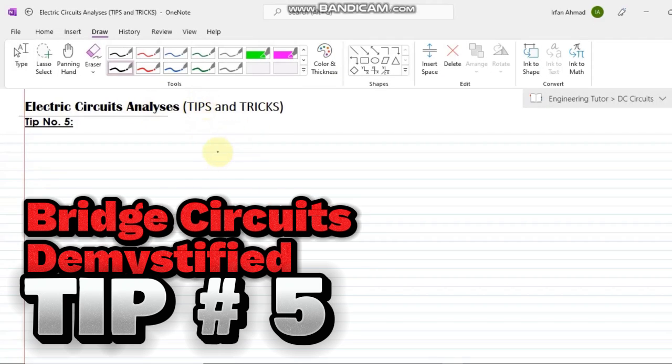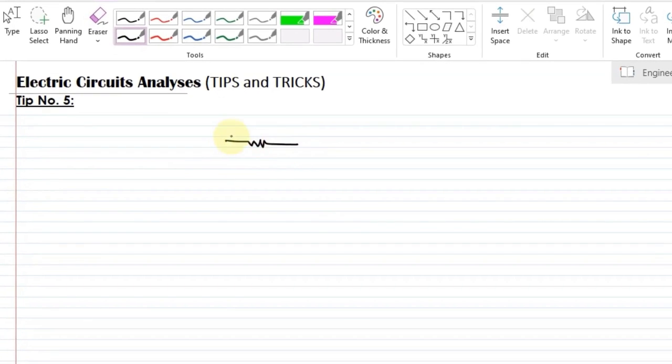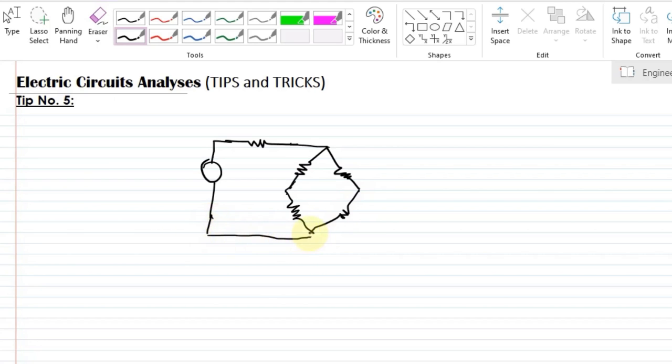Hi again. So let us have another type of circuit here, and in this circuit we have some resistors which are connected in a manner like here. This is a bridge circuit. Okay, so we can easily see that this is the resistor R1, this is, let's say, voltage Vs, this is R2, R3, R4, and R5.